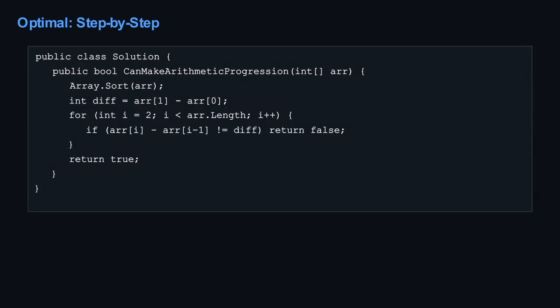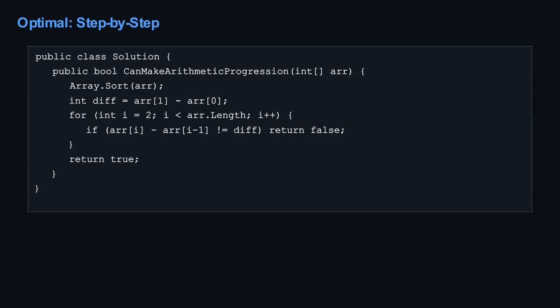Let's trace this with the example array, 3, 5, 1. First, we find the minimum, which is 1, and the maximum, which is 5. The array length n is 3. The expected common difference would be 5 minus 1 divided by 3 minus 1, which is 4 divided by 2, giving us 2. Since d is not 0, we proceed. We put all elements into a hash set: 1, 3, 5.